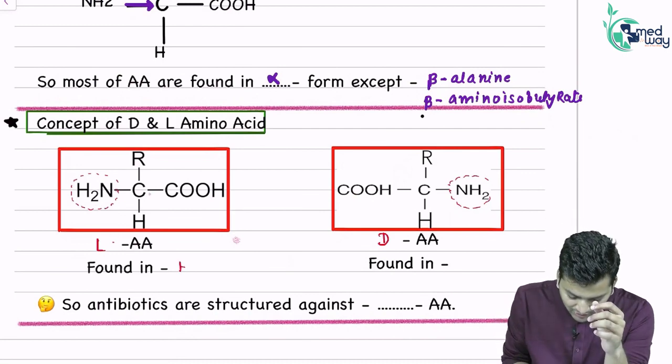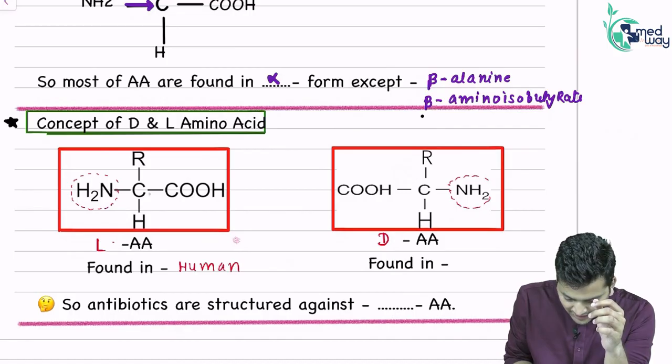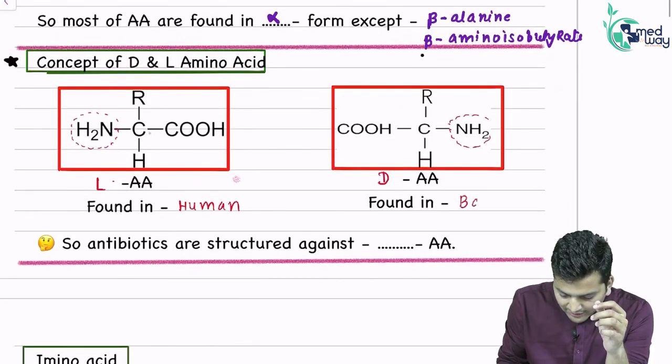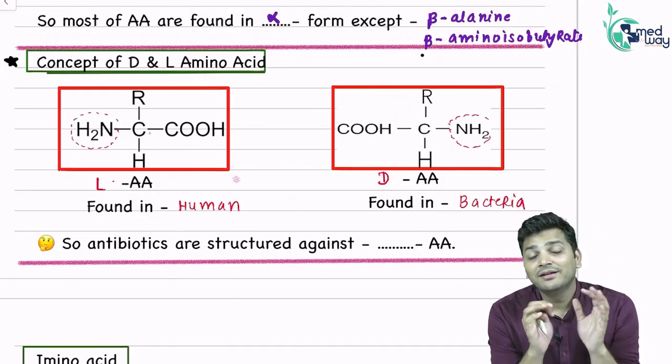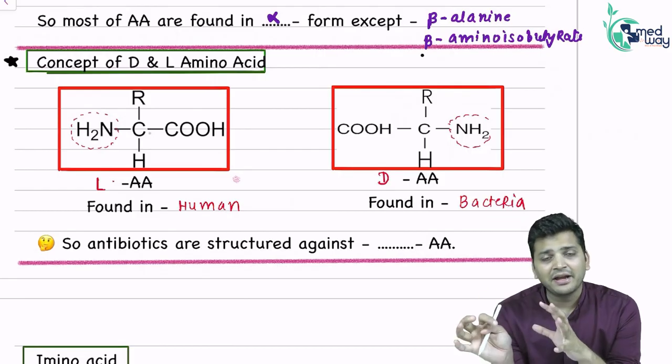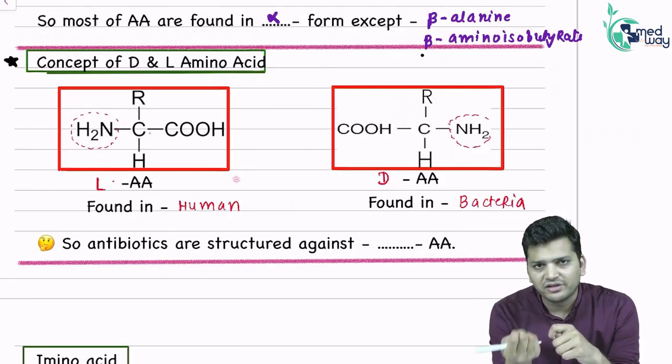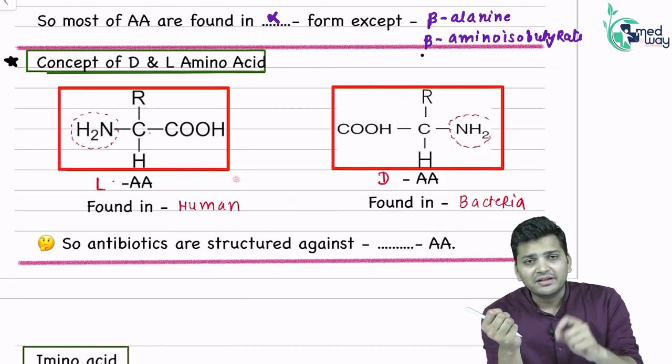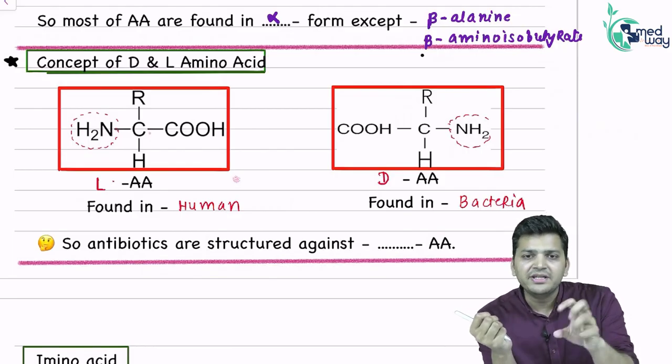So L amino acids are found in humans, and D amino acids are found in bacteria. That is why in pharmacology they ask a question: when we make an antibiotic designed to destroy the protein or the translation in the bacteria, they are designed in such a way that they are going to target the D amino acid.